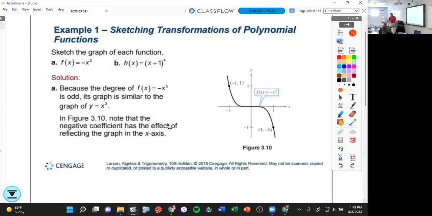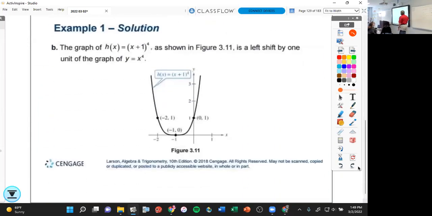Here's part A. There's the graph. It appears to be flat near the origin. It is a reflected x cubed graph because of the negative sign. Great job. Y'all described it well. Part B, just like you said, move it one to the left. It's still opening up, has a parabolic feel, appears to be flatter near the x-axis. Y'all are doing well. Moving on.